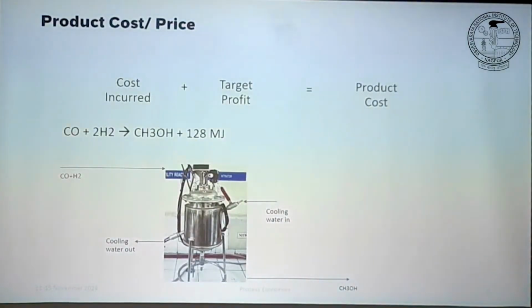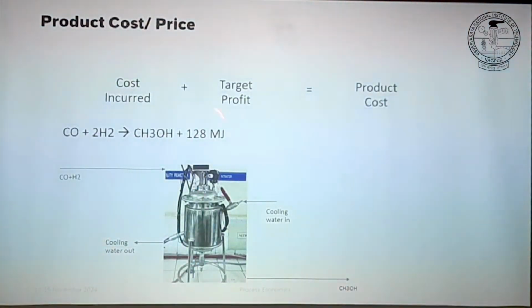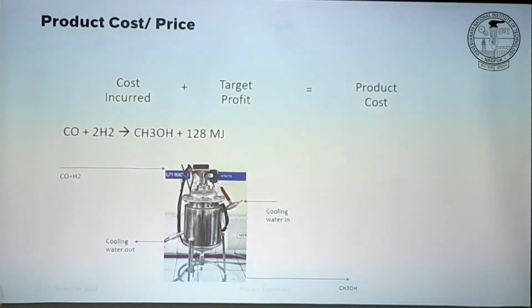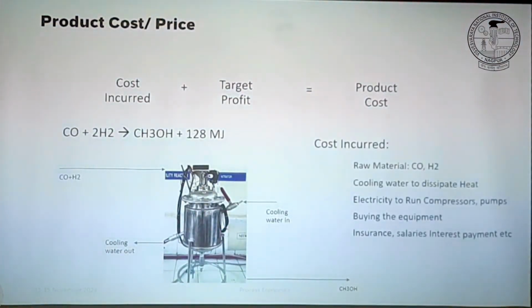So let's continue to take this simple example, what we have been doing for the last 2-3 days. CO plus hydrogen that goes to methanol. That's how it looks in a laboratory. In a real plant, it will look different. So we have the reactants A and B coming in, product coming out, and we have cooling water outside the reactor in the jacket to keep the temperature under control. Right?